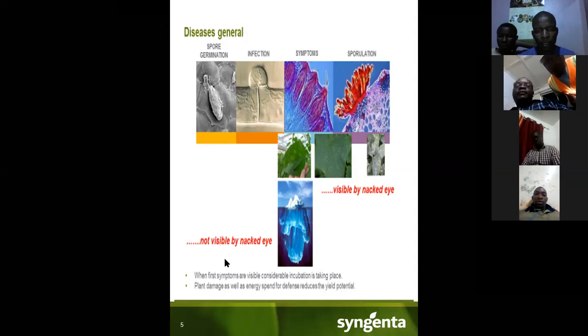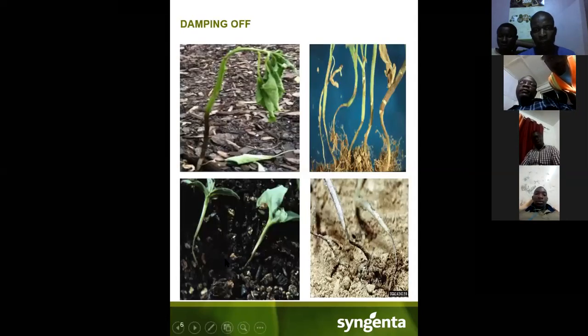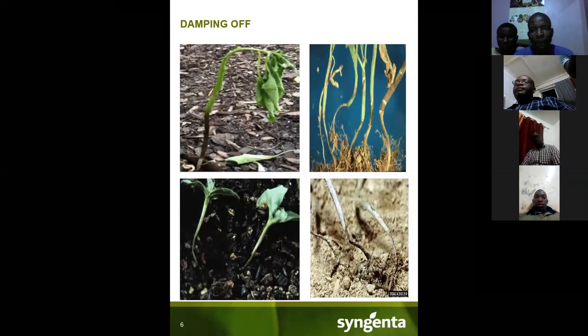Okay, so we move on. Now we look at the common types of fungal infection where we've got damping off. Damping off is one of the fungal infections that you find in all crops, and it's mostly common in seedlings. You find that your seedlings will start rotting in that format. If you find your seedlings are rotting in that format, just know it's damping off.